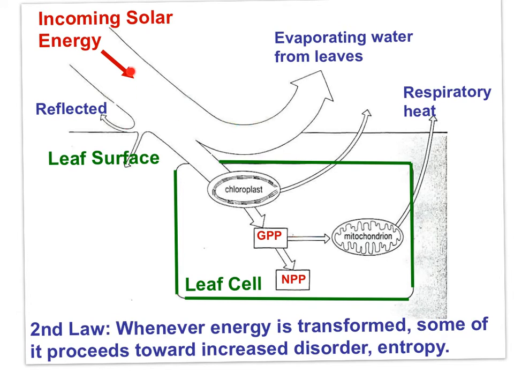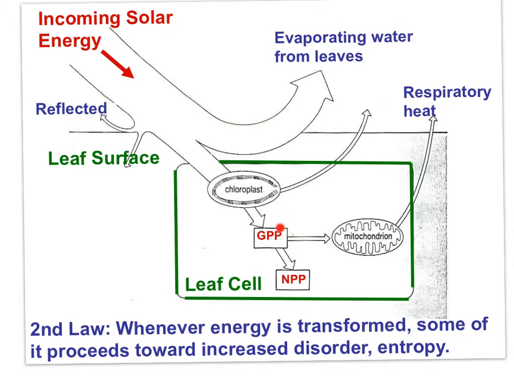As light arrives to an autotroph, some is immediately reflected, some of the energy evaporates water, and some is absorbed by chlorophyll within the chloroplast and transformed into glucose. This would be gross primary production. In other words, light energy is transformed into chemical energy in the carbon compounds by photosynthesis.